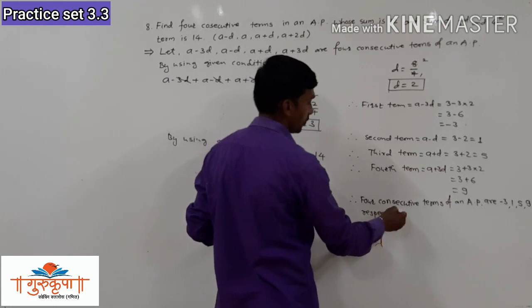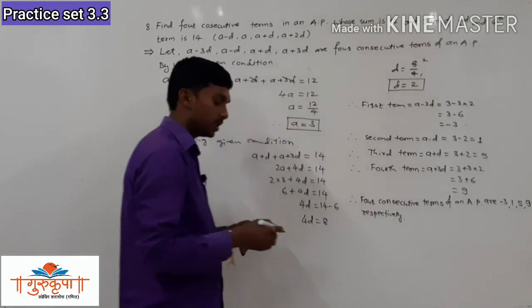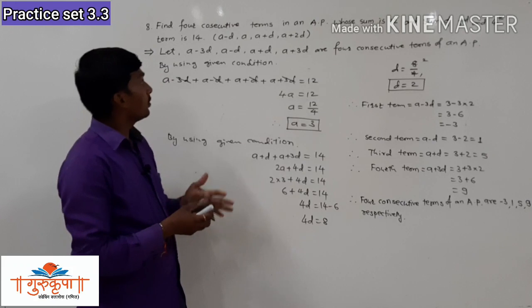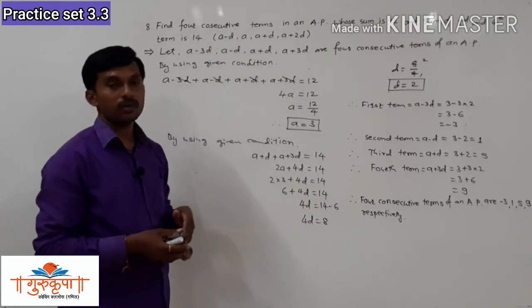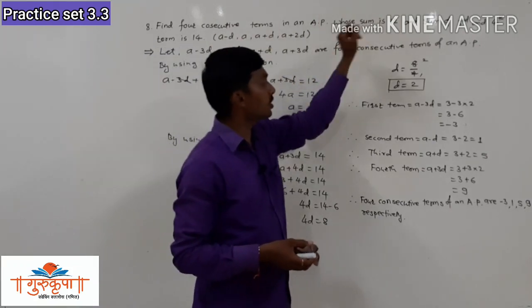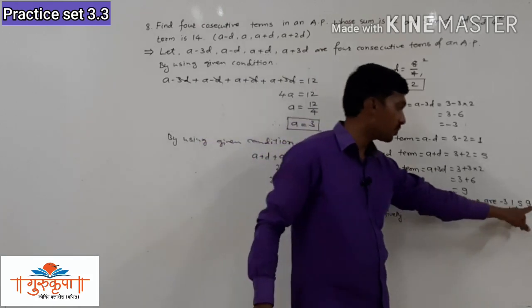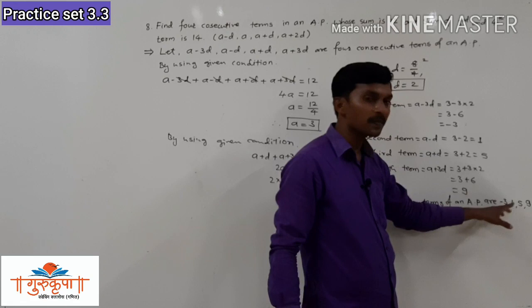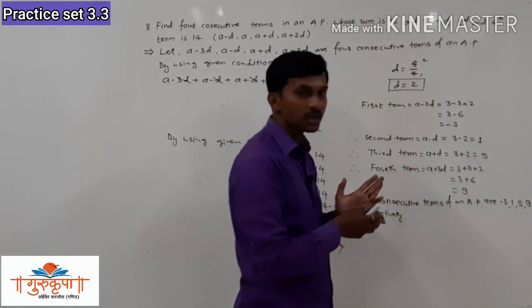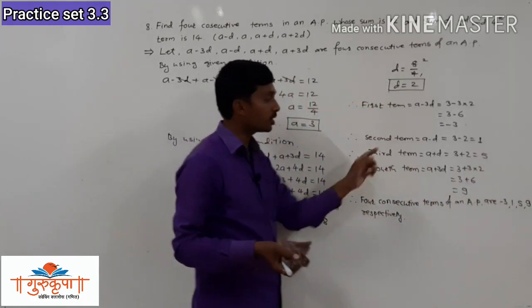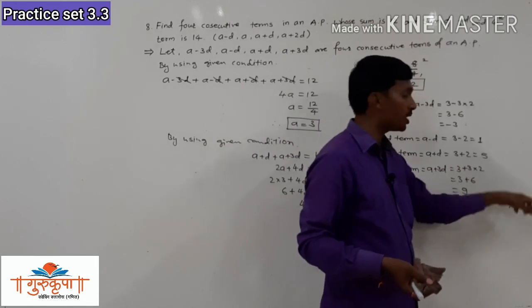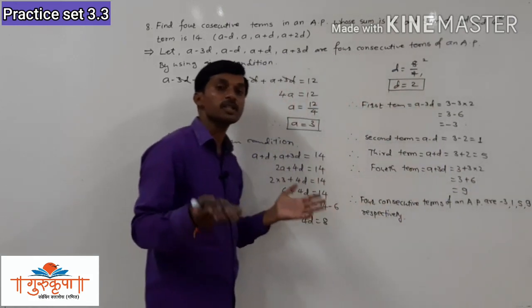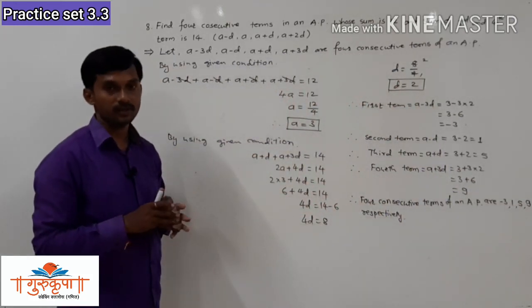Now you can check whether our answer is correct or incorrect. See whether the first condition is followed or not. The sum of all the terms is 12. Take the sum of all the terms. 9 plus 5 is 14, 14 plus 1 is 15, 15 minus 3 is 12. That is, the sum of all the terms is 12, and the sum of the third and fourth, 5 plus 9, is 14. Both the conditions are satisfied.